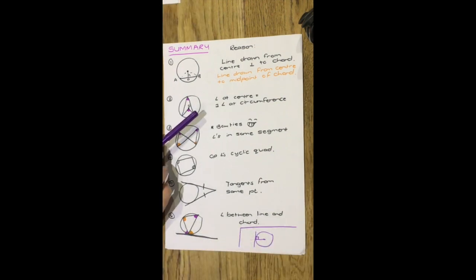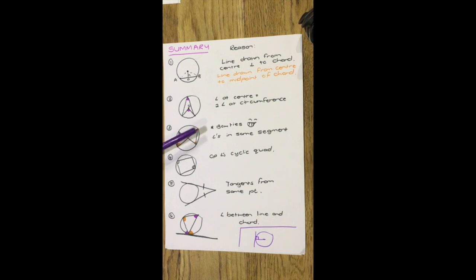The second one, angle at center equals 2 angle at the circumference. That was this one. In other words, this purple one is double the size of that one at the circumference. And remember, there were some odd looking ones as well. This is just, as I say, a summary, so you can write down your summary however you choose.